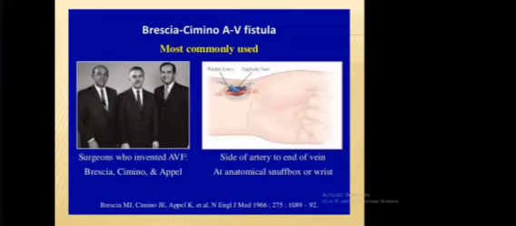So these are the scientists who invented the AVF, Brescia and Cimino, and they started constructing the arteriovenous fistula. This is the most commonly used surgical technique: the side of the artery to the end of the vein, at the wrist, that is the anatomical snuffbox or wrist.